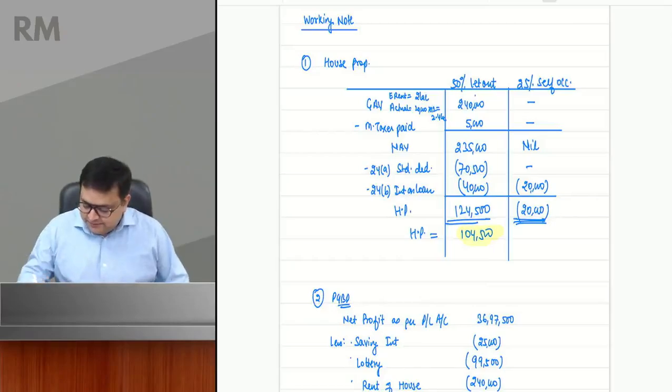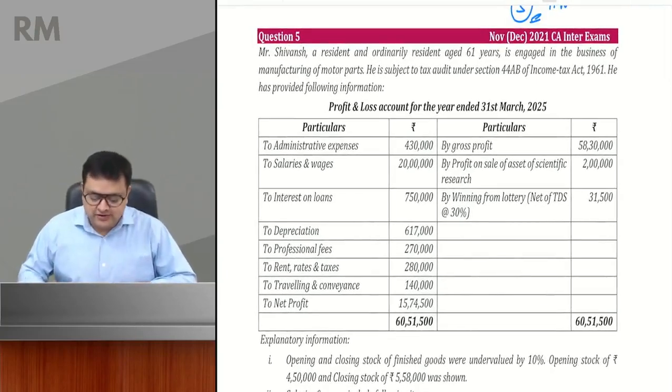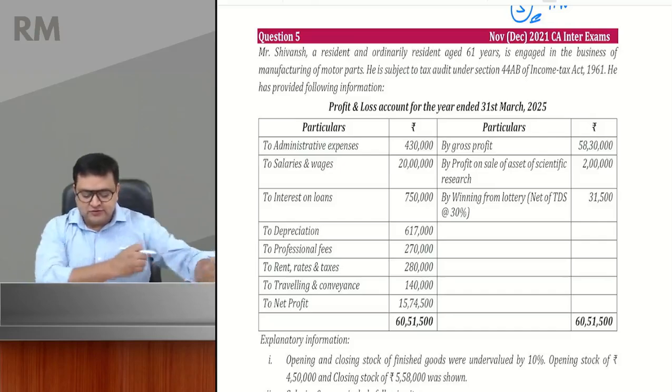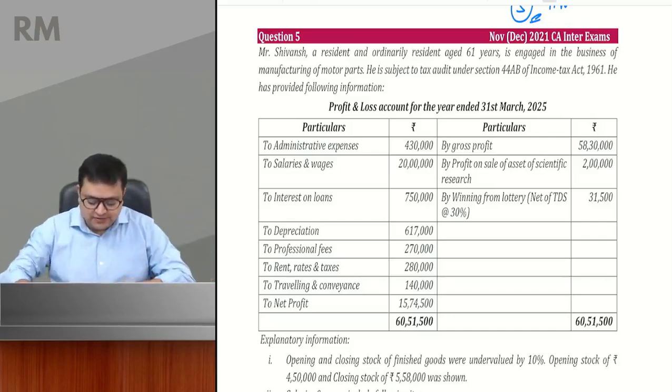Let's start with the next question of total income. Yesterday I gave question number 5 as homework, and I got messages from some of the students that they're finding difficulty solving it. So first of all, let's discuss this question number 5, which I've given you as homework.